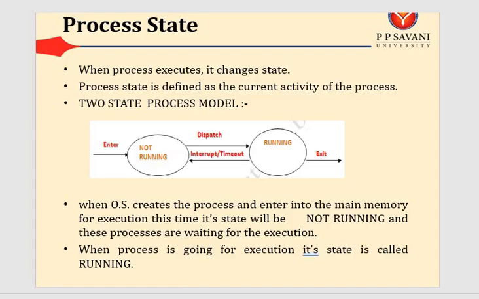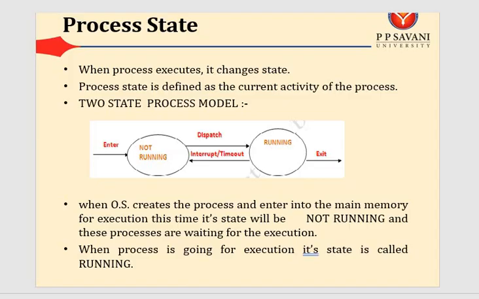Whenever the process executes, as the actions are performed one by one, it changes its state. First, we can state the two-state process model, in which there are only two states of a process: not running and running. Whenever the OS creates a process and it enters into the main memory, that means whenever any process is loaded into the main memory for execution, at this time its state will be not running, and this process is waiting for the execution.